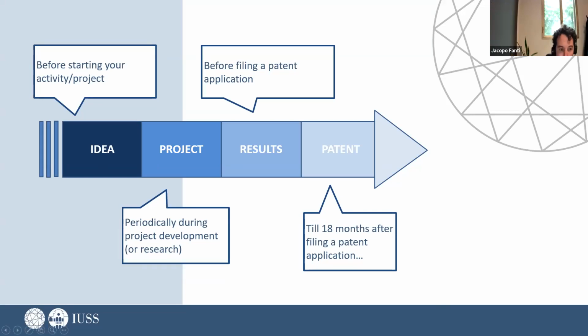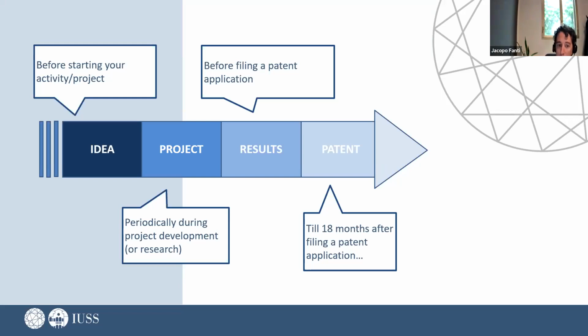Can you see it? Okay. So here is a graph showing when we should conduct a patent search. So before starting your activity, your project, when you have your idea, in order to be updated on what is already available, then during the project development, because you need to be always aware of what is going on. So checking the patent databases can give you an idea of what others are doing, because they're filing patent applications related to your technology or your technological field.